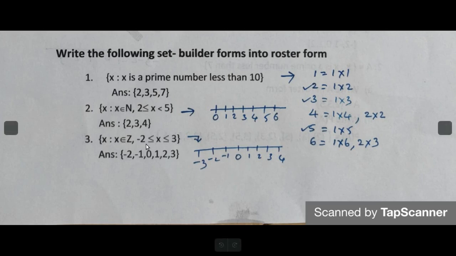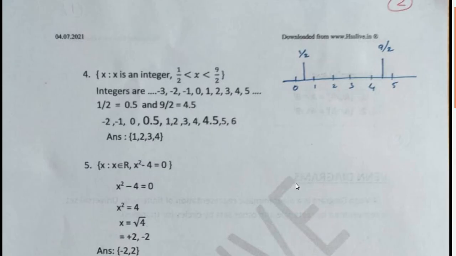Okay, so minus 2 less than or equal to x means minus 2 is included. Okay, and less than or equal to 3, 3 is also included. So in between minus 2 and plus 3 both are included. So the answer is what? Minus 2, minus 1, 0, 1, 2, 3. So that is all about these three questions.